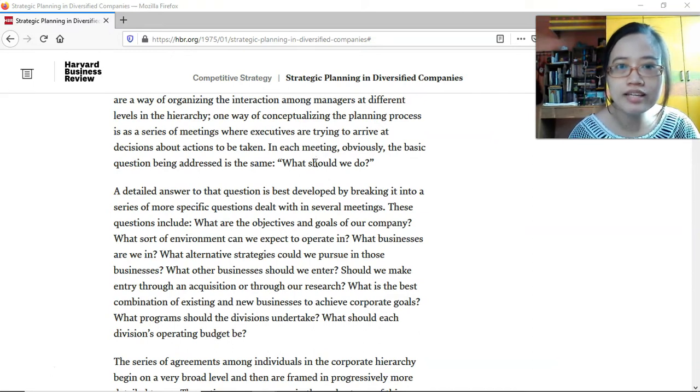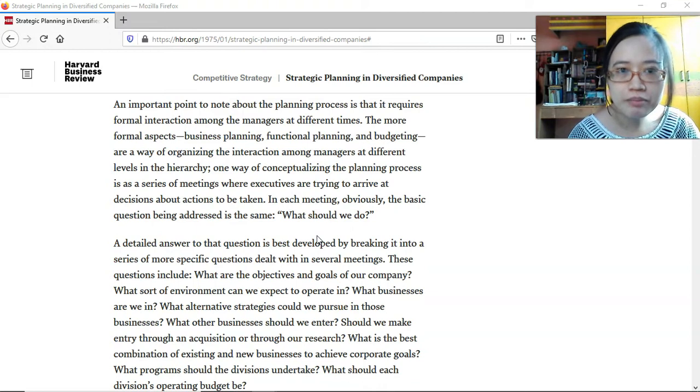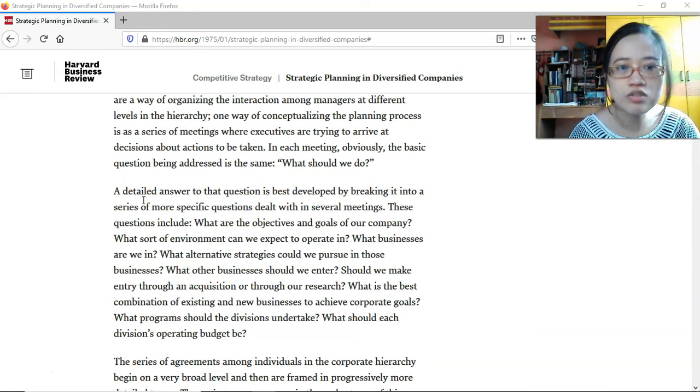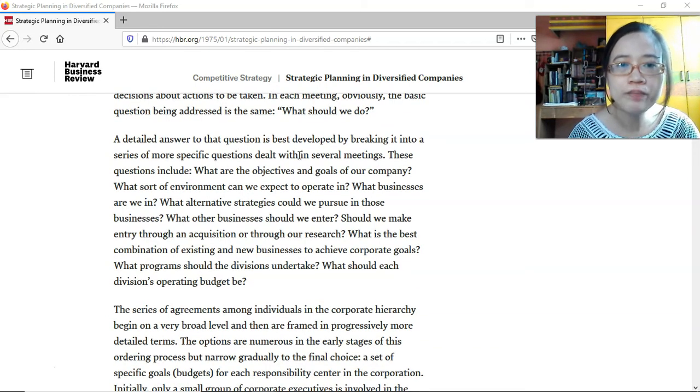Okay, so normally, when you're meeting for tinatawag natin strategic meetings, so, the basic question being addressed is the same: what should we do? Ano na bang dapat gawin nung business for them to achieve their goals and objectives? So a detailed answer to that question is best developed by breaking it into a series of more specific questions dealt with in several meetings.